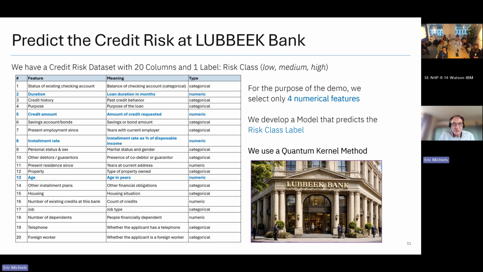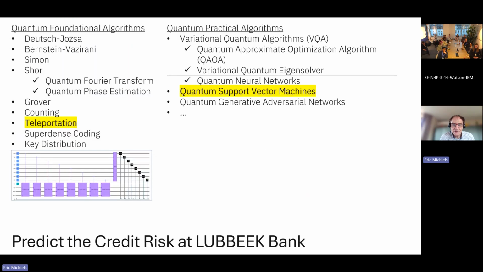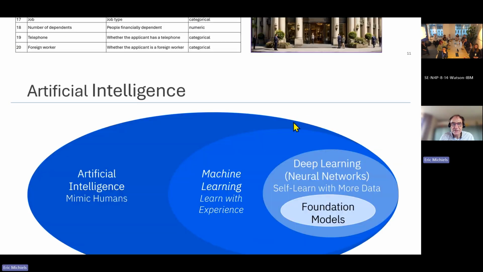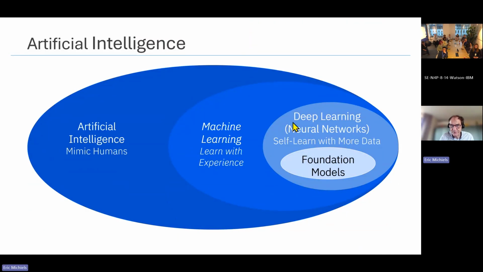You could determine these columns by principal component analysis, or you could also say, I just take the 4 numeric ones. By the way, you could also convert the categorical columns into numerical values, but I did not do that here. I just take the 4 columns, and I would like to use these columns to predict the risk class. What I am going to use here is quantum machine learning.